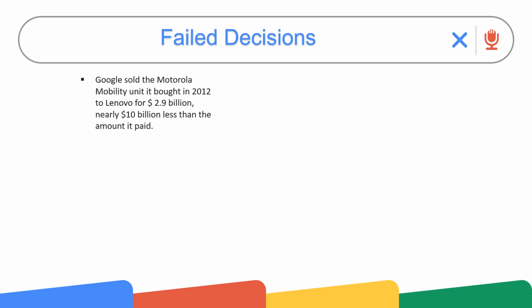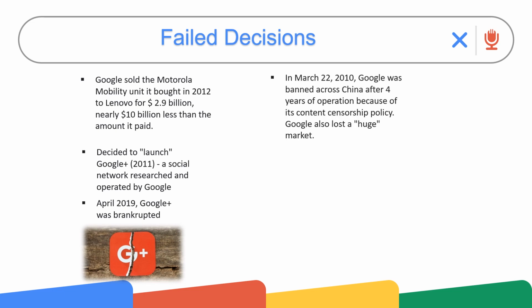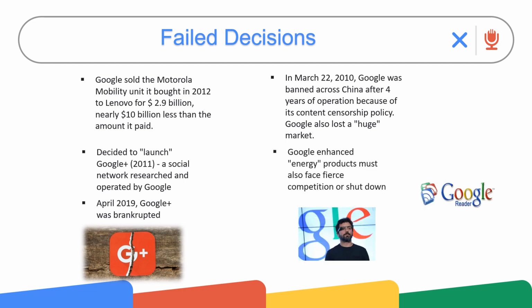Let's have a quick look at the failed decisions that Google made. The first one is when Google sold Motorola Mobility, and the next one, in 2011, is when they decided to launch Google Plus. In 2010, Google was banned in China, and the final one is when Google enhanced its energy product and had to face competition or slow down. And now let's move to the next part.